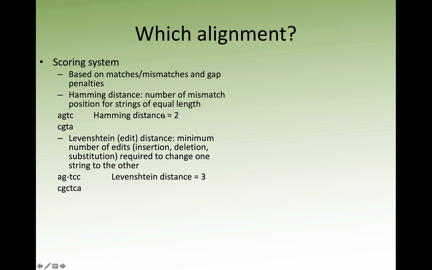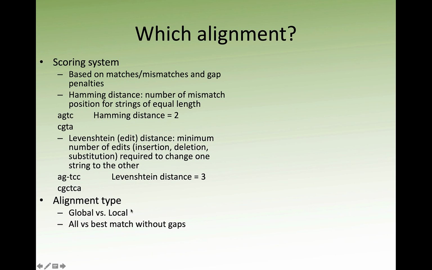There's also a Levenshtein distance, and here it's a little more complicated, because now I'm looking at the minimum number of edits that were required to change one string to another, and so that could include insertions and deletions, not just mismatches or substitutions. So if I look at this alignment below, it would take one change here, one change here, and one change here in order to make these two sequences the same. So that's how I calculate the Levenshtein distance.